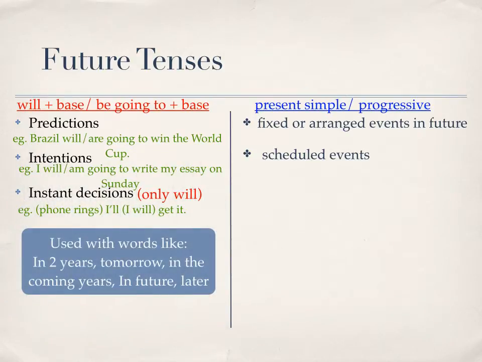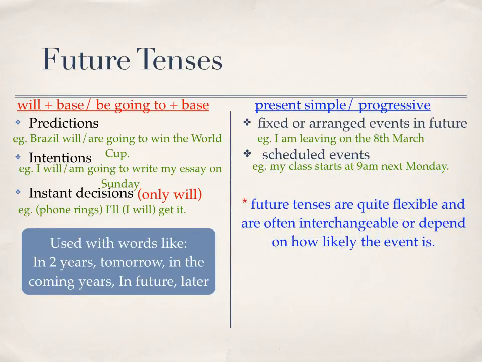Now, future tenses, the key words that we're looking out for: in 2 years, tomorrow, in the coming years, in future or later. We should be sensitive to these when we're dealing with tense at all times. The present simple and progressive forms can be used to express a future event if it's fixed or scheduled. I'm leaving on the 8th of March, or my class starts at 9 AM next Monday. These are set, so it's possible to use them again. They're not going to change anytime soon.